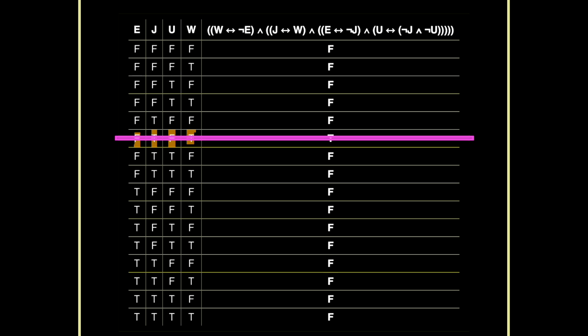Joan, that's true, so Joan is a knight. Eunice, that's false, so Eunice is a knave. And Wallace, that's true, so Wallace is a knight. So there's our solution to that puzzle done with a truth table.